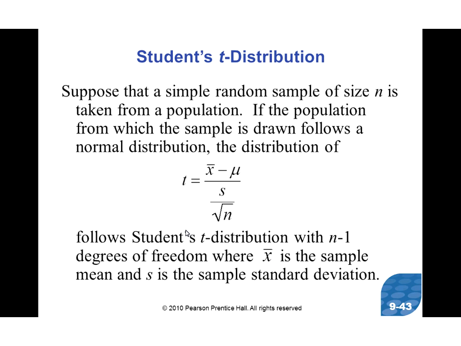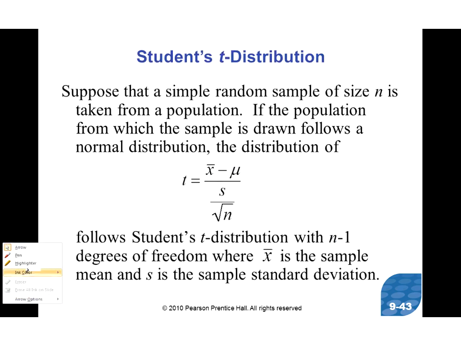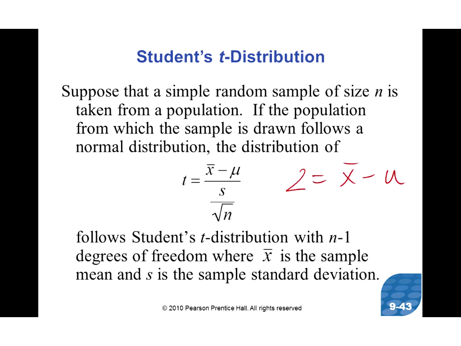A simple random sample of size n is taken from a population. If the population from which the sample is drawn follows a normal distribution, here's the equation for the t. Now this should look just like the z. Remember, z was x bar minus mu over sigma divided by the square root of n.